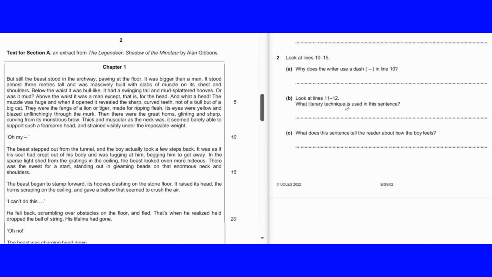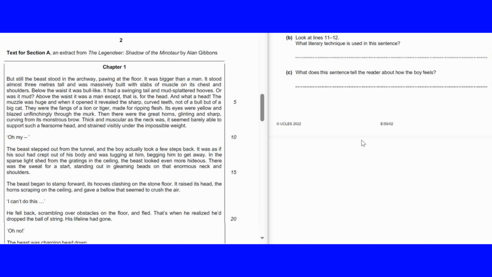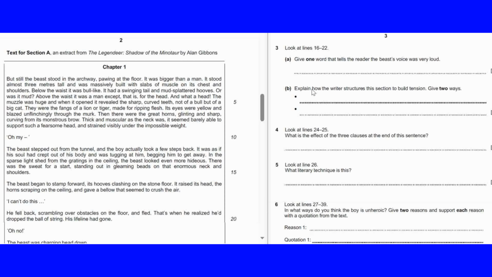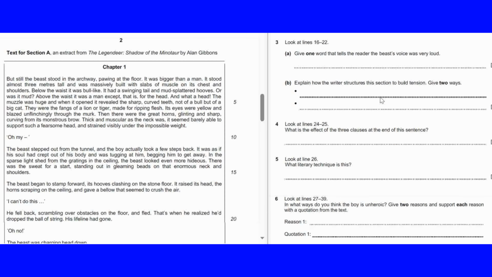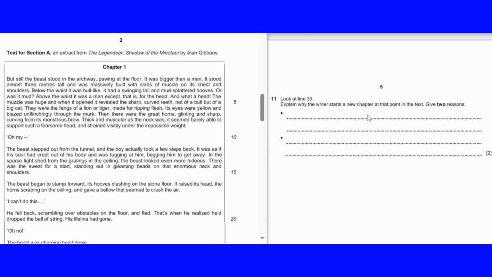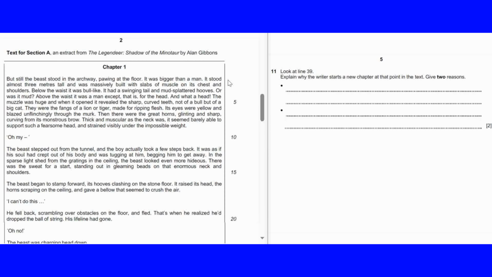Why does the writer use a dashed line, line 10, lines 11 technique, and then how the boys feel. So this story is about the boys. We don't read the text yet, but we get to know the story from the questions themselves. The boy tells the reader the bee's voice and feels tension, clauses at the end, literary techniques, and the voice is unheroic, so quotation, and then the bull, the clause of the game, digging into the flesh of the here and now in lines 43 till 44. So Phoenix is the name of the boy, and Phoenix's father is pleased with himself. So this story is about a boy named Phoenix in a game. Now let's get started. Let's read the text now.